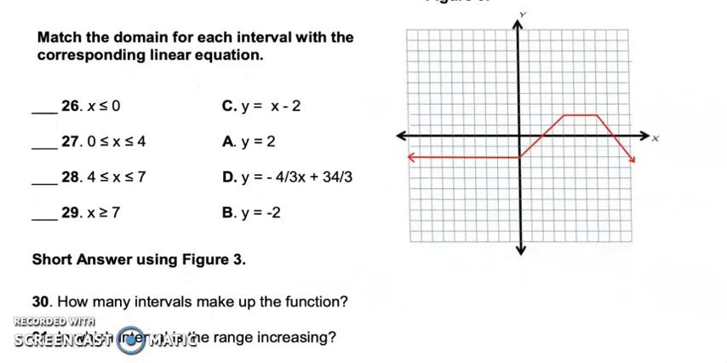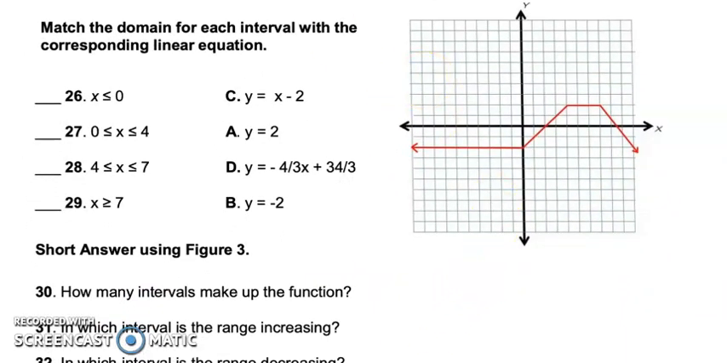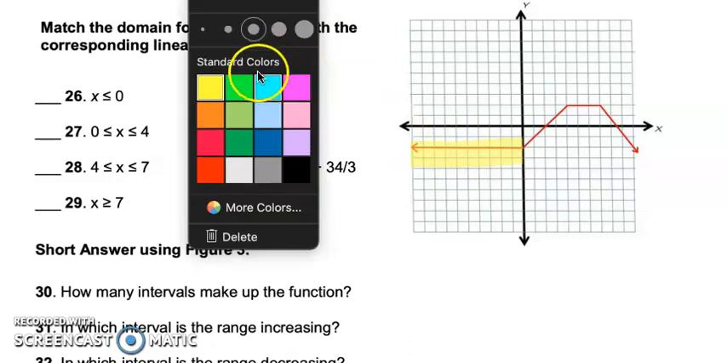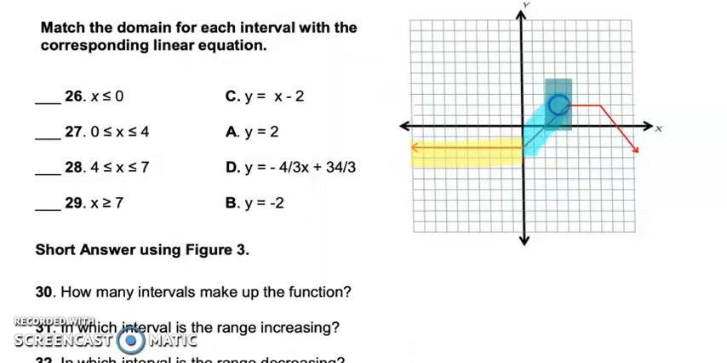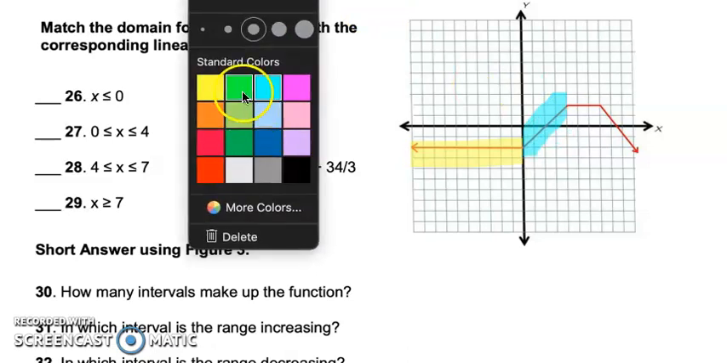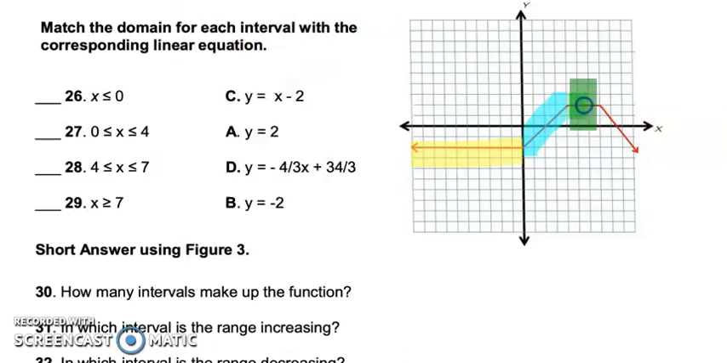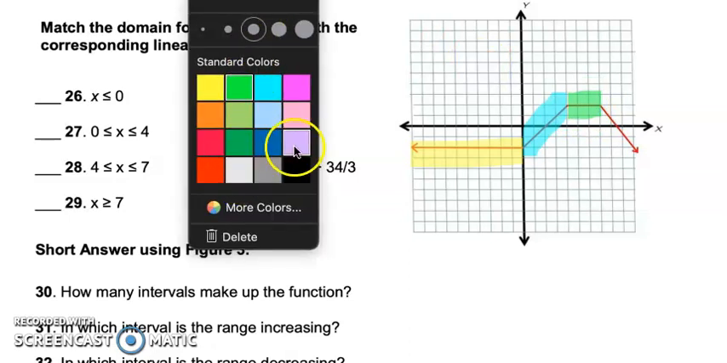Okay, so we're matching the domain for each interval. So I'm going to try to break this up into all of my different intervals. So I have this one here. I'm going to try to use different colors so they stand out a little bit more. All right, we have this one in blue. I have my next one, I guess we can use green. And then my last one, let's try purple.